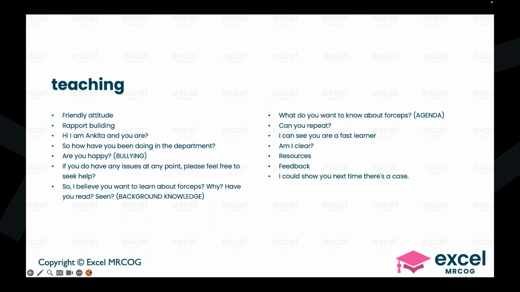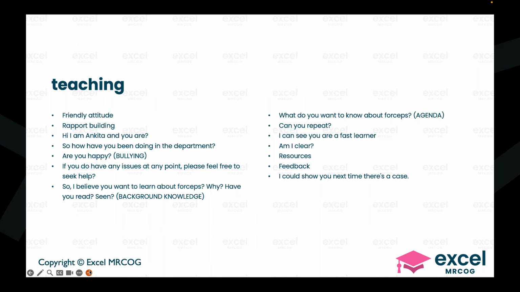You would know what to say only if you ask your colleague. So ask your colleague, that is the role player, what is it about forceps that you want to know? That gives you the agenda for the task. Always in a teaching task. And this is a common mistake which is done by most candidates despite telling repeatedly.